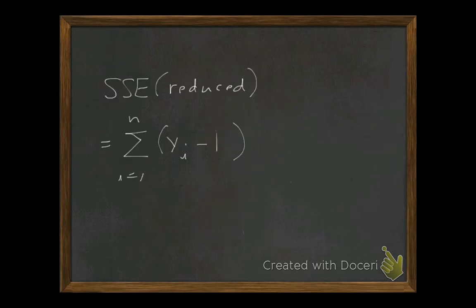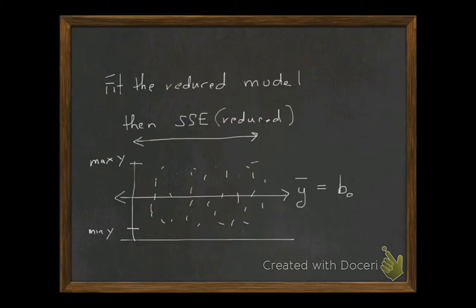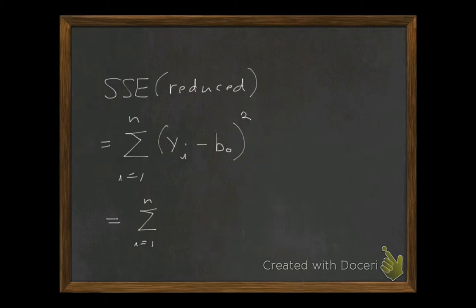All right, so this is going to be beta 0 squared. And if beta 0 is just the mean, it should be clear from what I did over here. Then we have y sub i minus y bar squared, which is precisely the sum of squares total.